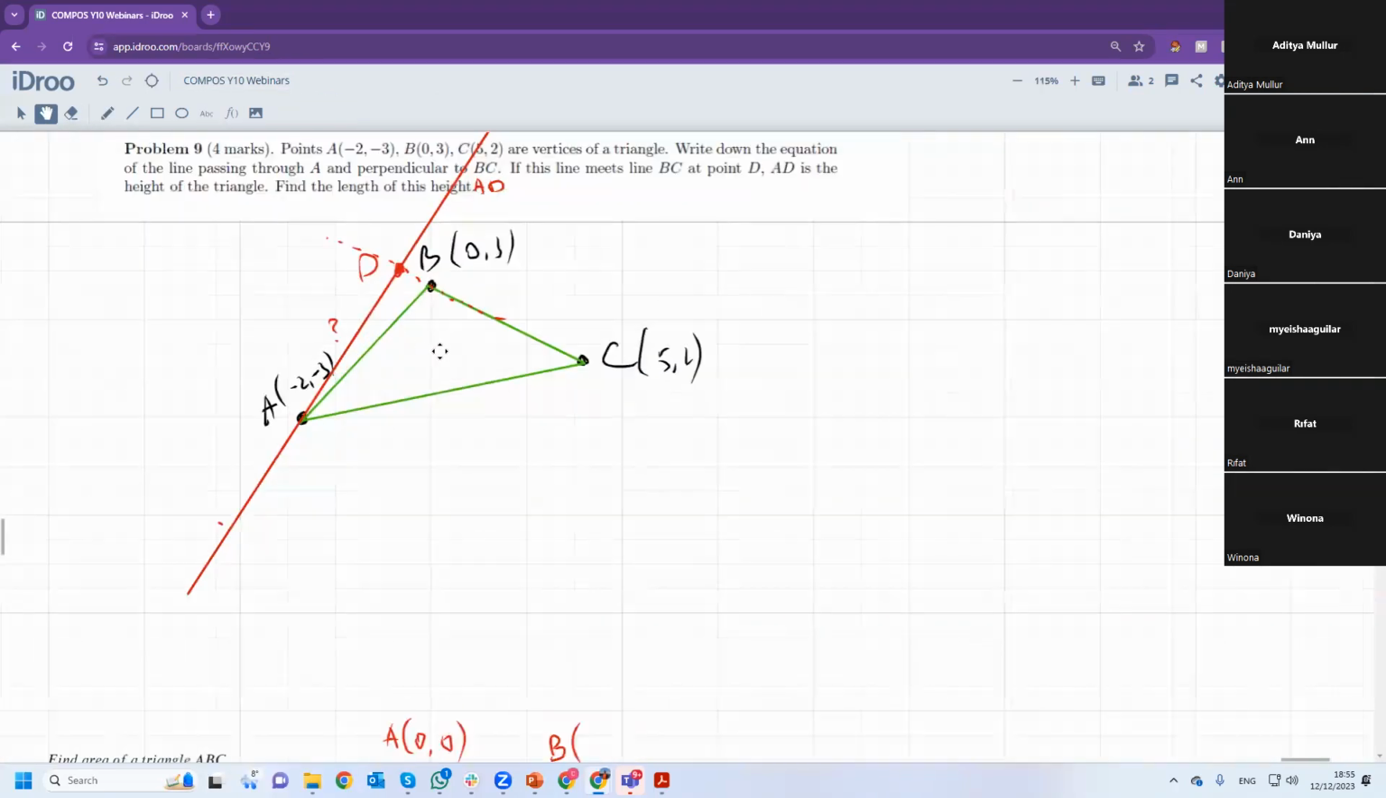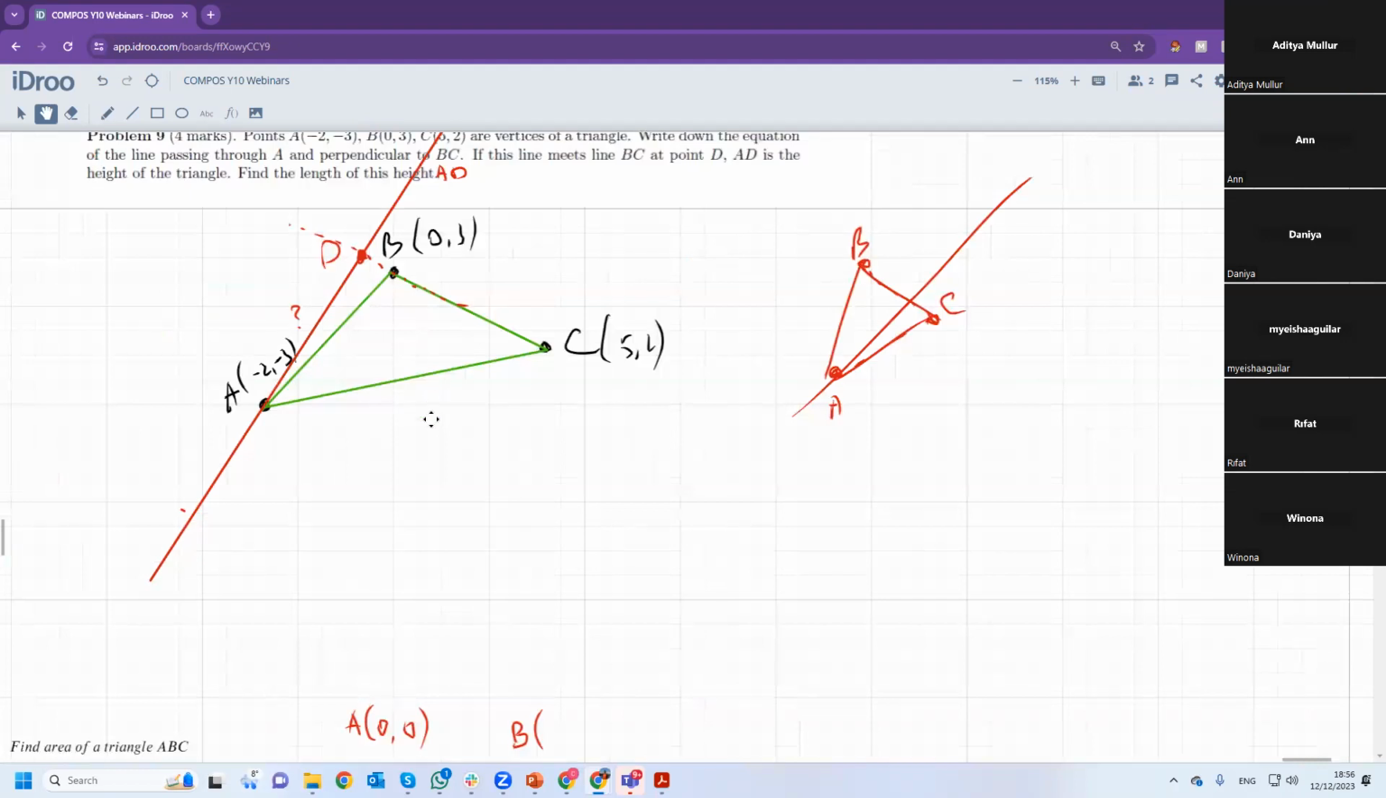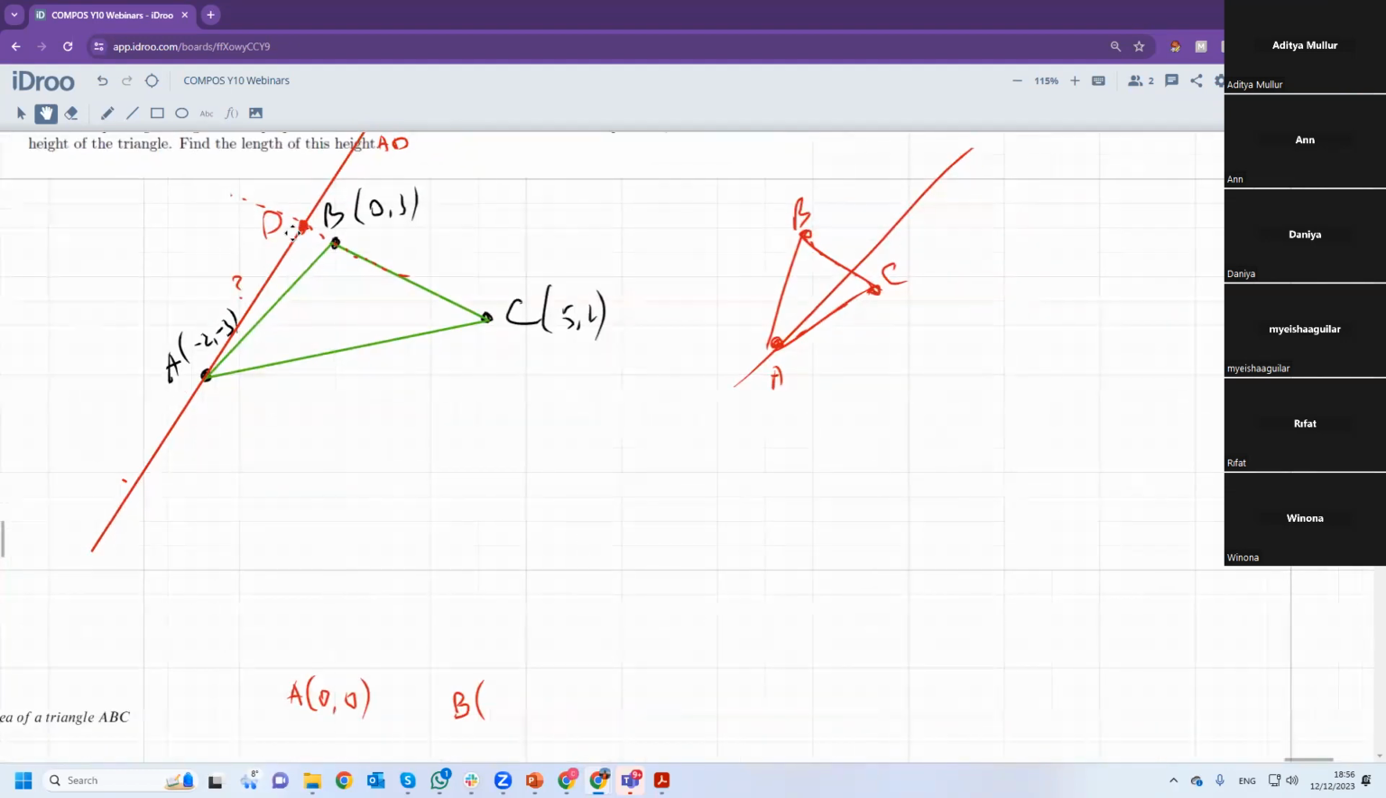No, this is just the way I've drawn it. If you do it like this, A, B, C, then the line would go through A like this. So it doesn't. This is not specific. It's just me making a bad drawing. But it could be like this or could be like this. It depends. You just need to make a better diagram than me.